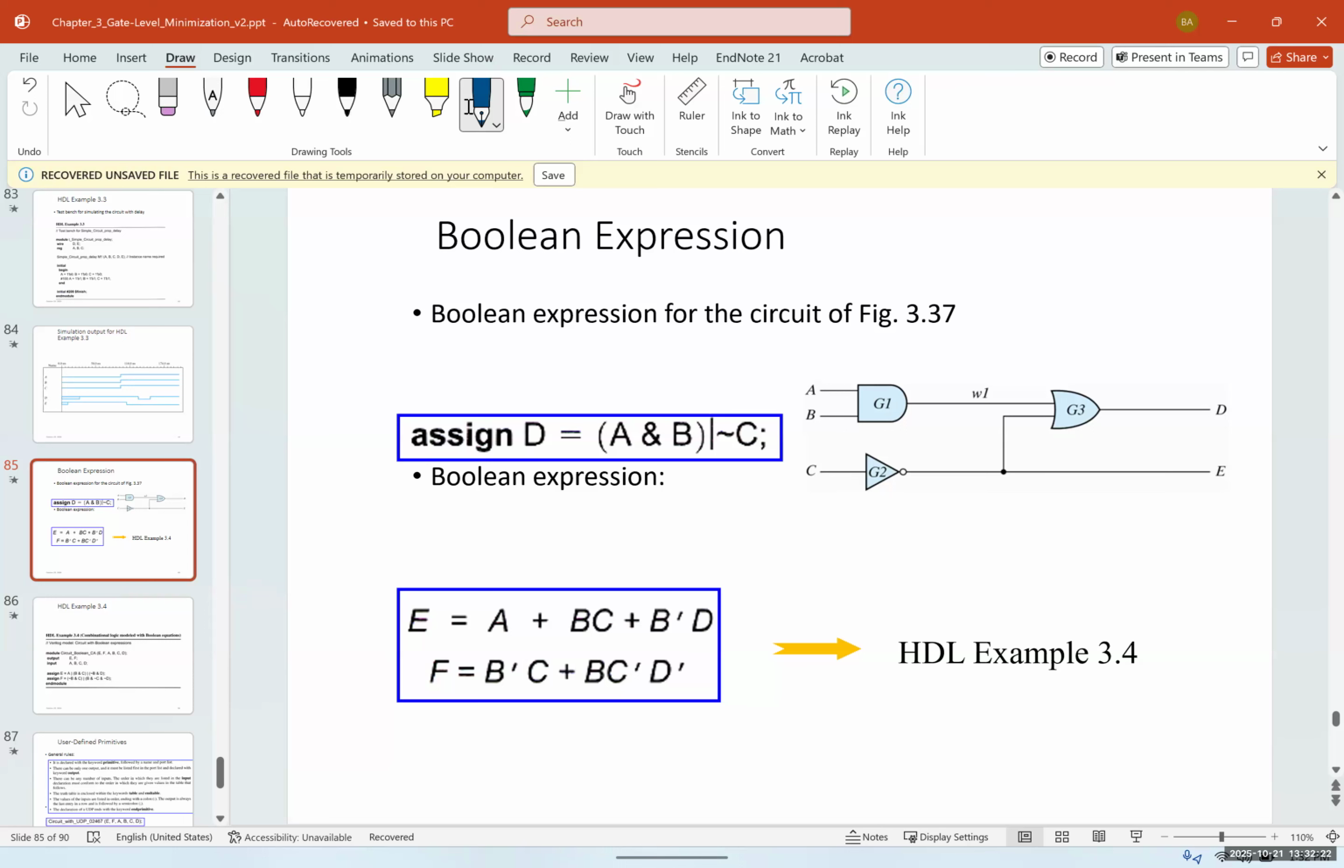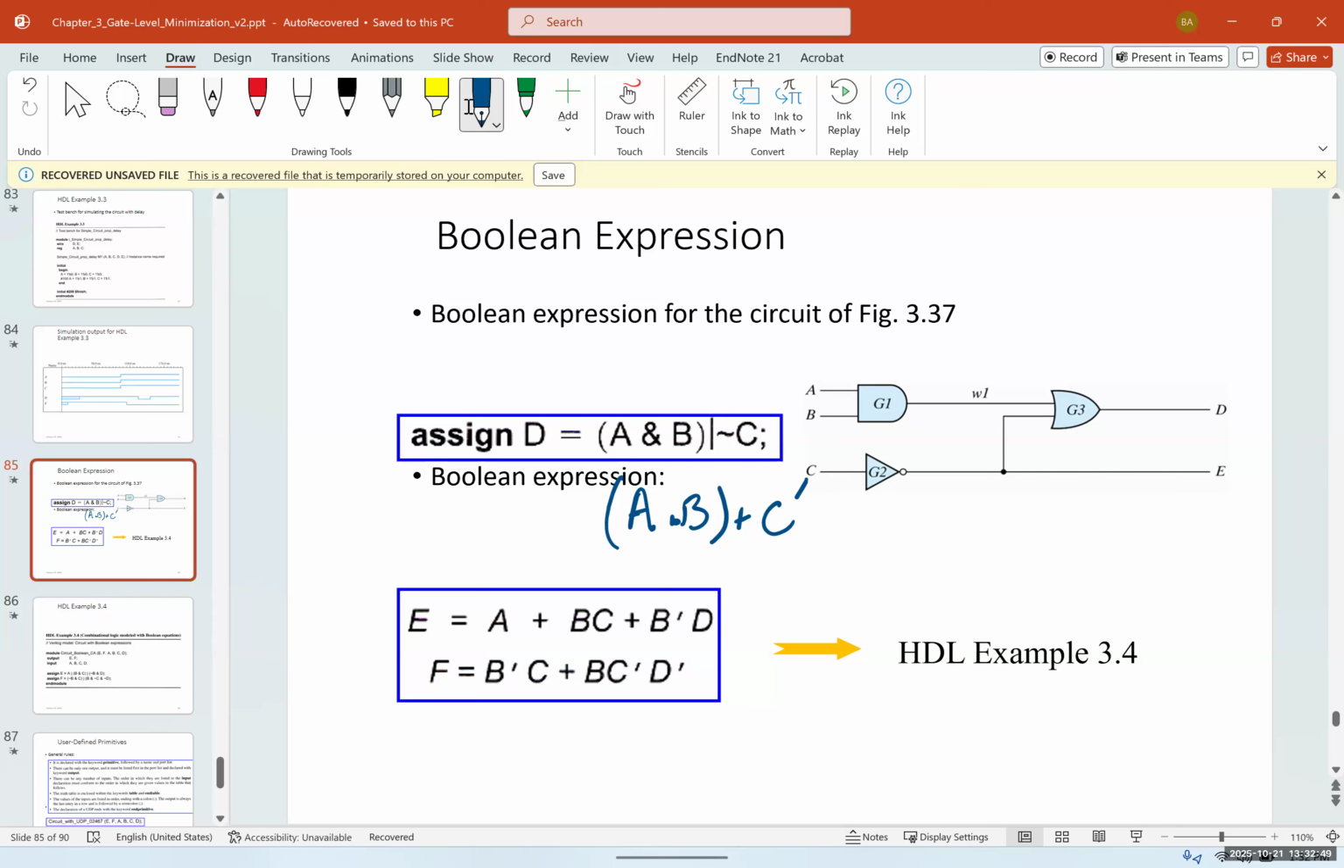So this is an example of a Boolean expression for the circuit 337. We would assign D is equal to A and B, and we have that or with C naught. So this actually is equal to this AB or with C naught. And this was, for example, 337 from the book.